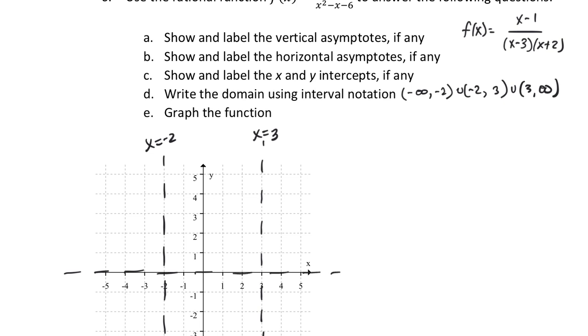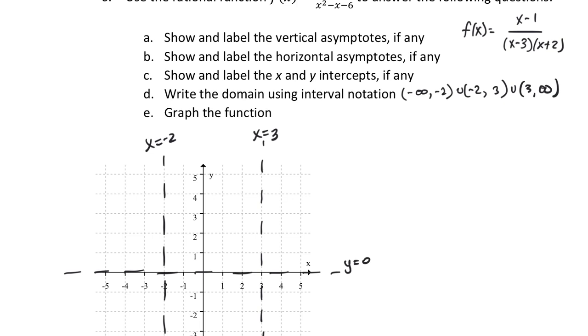If the numerator has a smaller degree than the denominator, then the horizontal asymptote is y equals 0. If they're the same degree, if the numerator was degree 2 and the denominator was degree 2, then remember you would divide the leading coefficients to determine the horizontal asymptote.